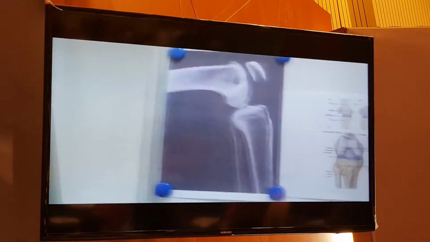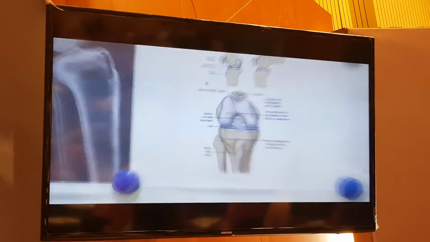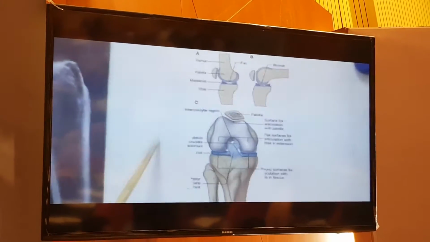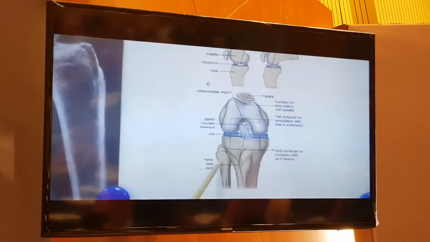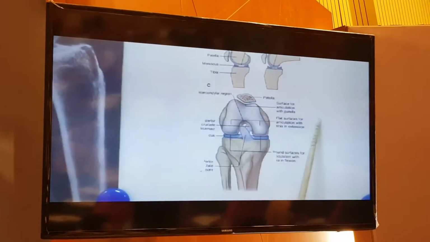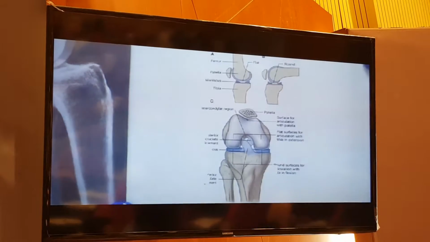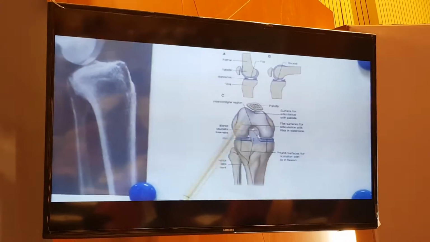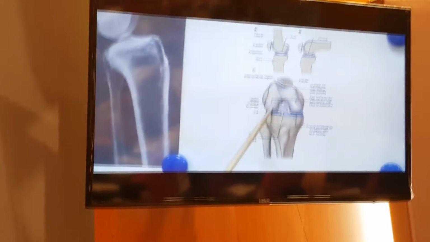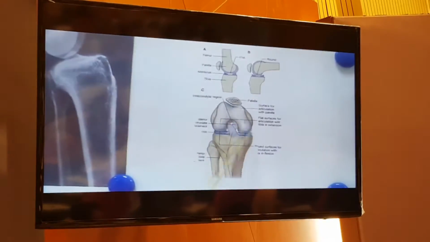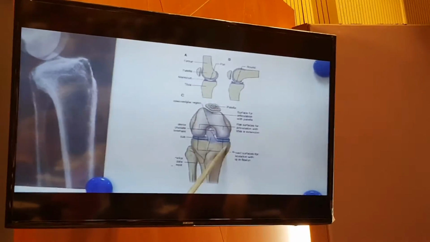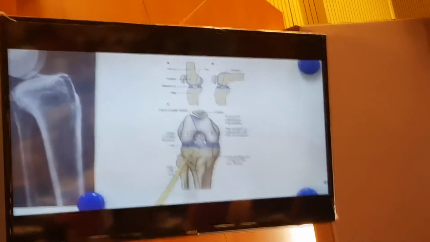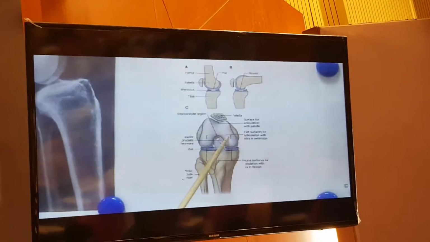If you see from anterior view, you can see here, this side is lateral side, where your fibula is here. This side is medial side. So this is medial condyle of the femur, and this is lateral condyle of the femur. They articulate with medial condyle of the tibia and lateral condyle of the tibia respectively.